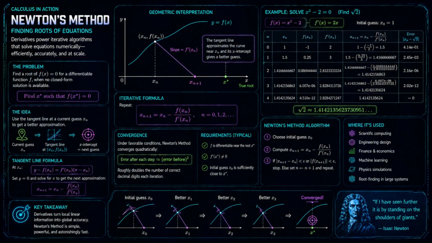For example, to solve x squared minus 2 equals 0, that is, to find the square root of 2, starting from x sub 0 equals 1, Newton's method produces the sequence 1, 1.5, 1.4167, 1.41421, converging to the true value, approximately 1.4142136. Newton's method is the foundation of many modern numerical solvers used in computing, finance, and scientific simulation.